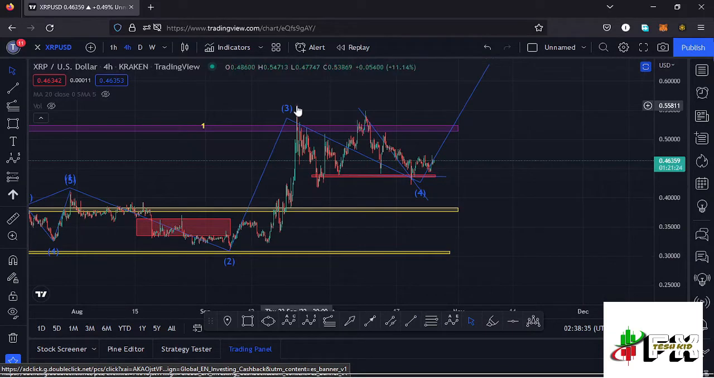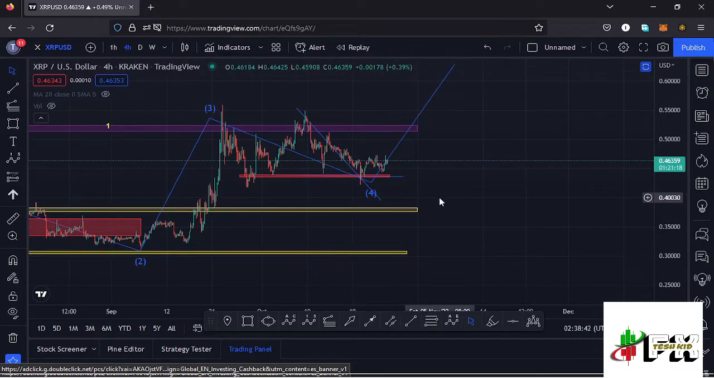After making our high for that third wave at around the $0.55 mark, we have been seeing a very nice retracement over here in the formation of a wave 4.